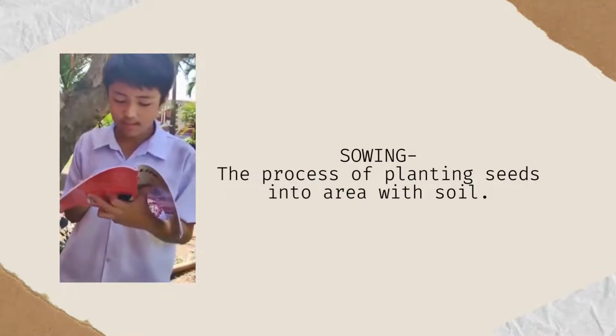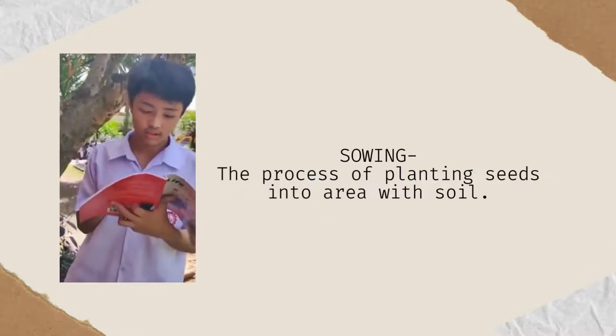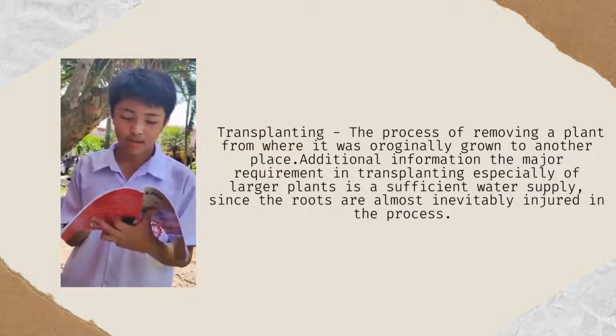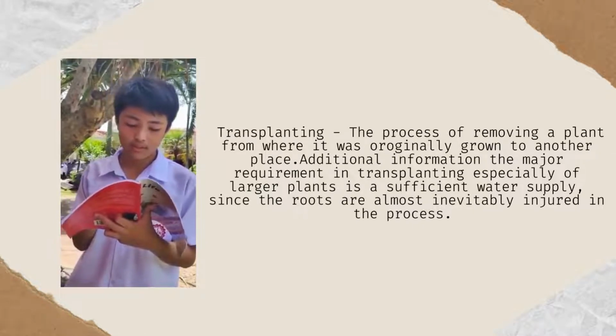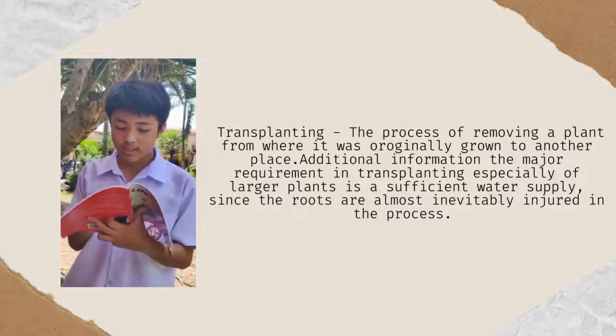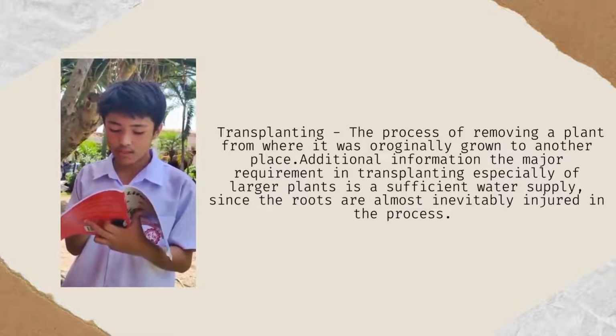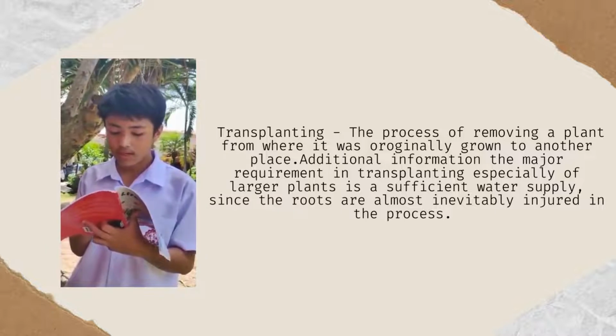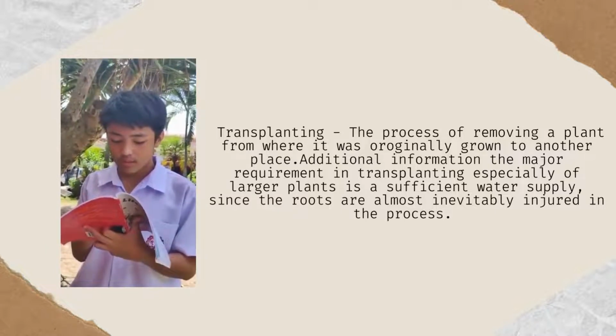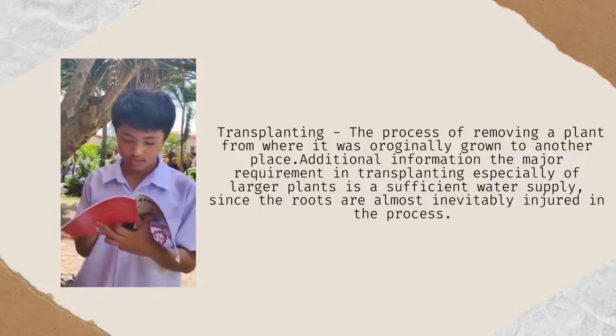Sowing: the process of planting seeds into an area with soil. Transplanting: the process of removing a plant from where it was originally grown to another place. Additional information: the major requirement in transplanting, especially of larger plants, is sufficient water supply, since the roots are almost eventually injured in the process.